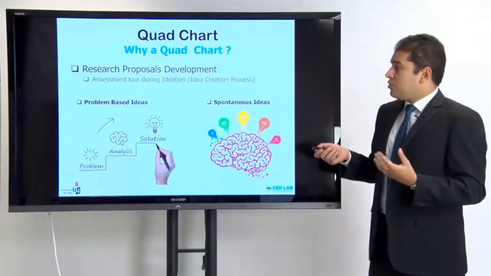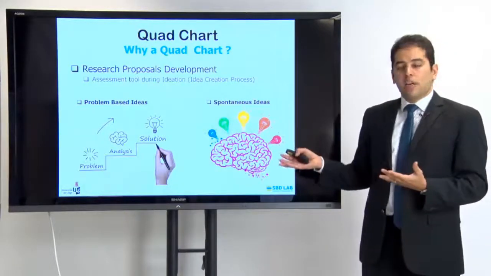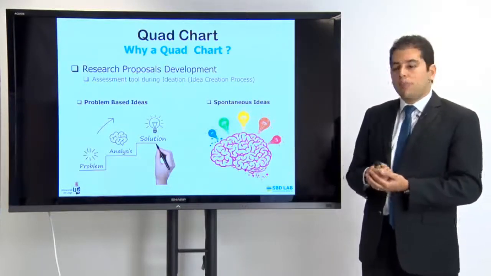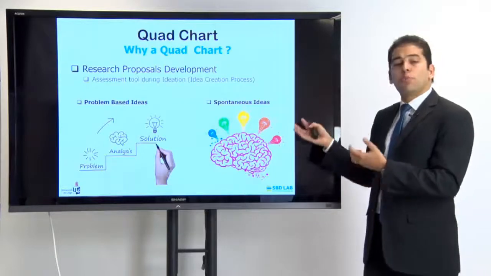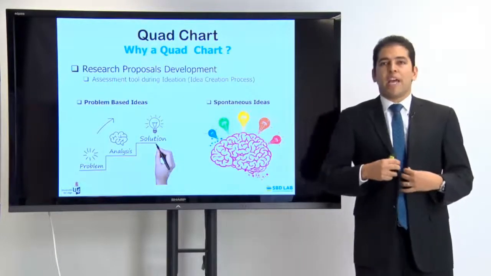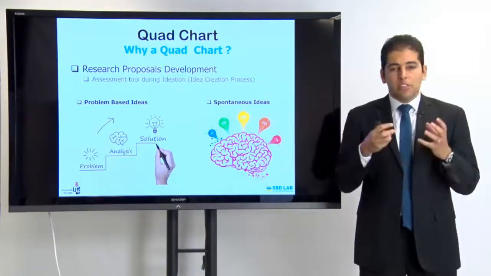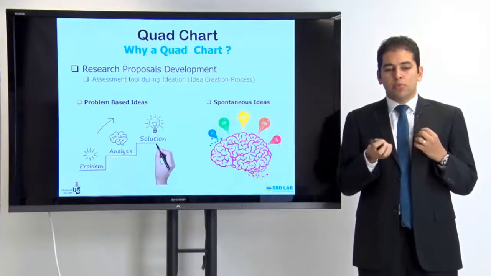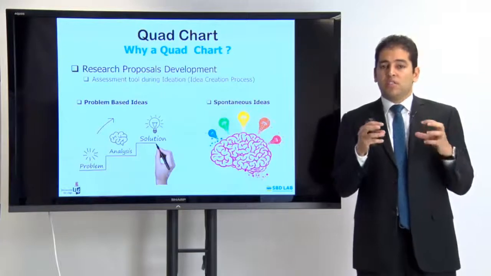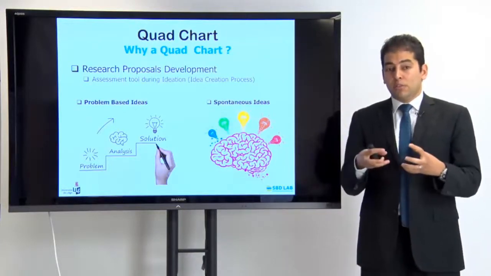Well, what you do normally, when we look at research topics, we are looking at problem-based ideas. That's the most logical, and maybe I would say 80% of research is based on problem-based ideas. And there are spontaneous ideas that are out of the box, based on an interaction, on a reaction, on an accident, on a thought that passes by. And it's very important to keep in mind that the more your idea is grounded, meaning that it's related to a societal problem, the easier it is to develop it.